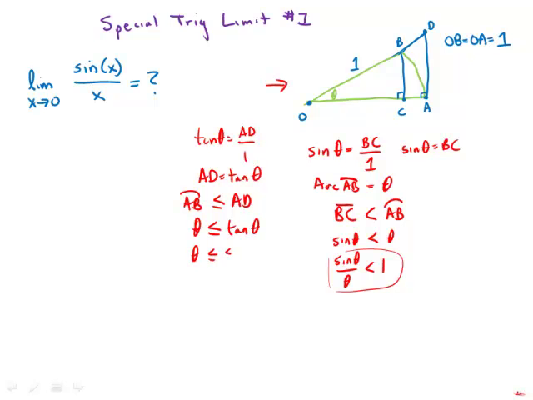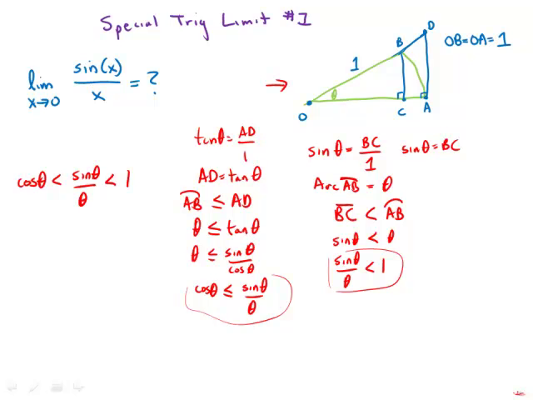Theta is less than or equal to sine theta over cosine theta, and with a little bit of reconfiguring of this, we get that cosine theta is less than or equal to sine theta over theta. Well, that's the other piece that we need. Now we can create the combined inequality and put sine theta over theta between cosine and 1.